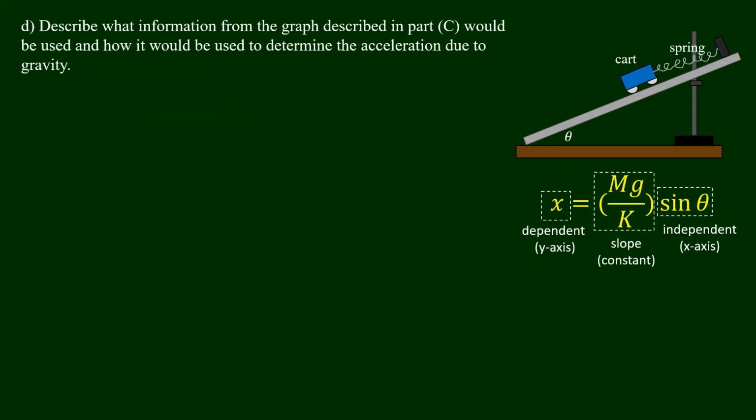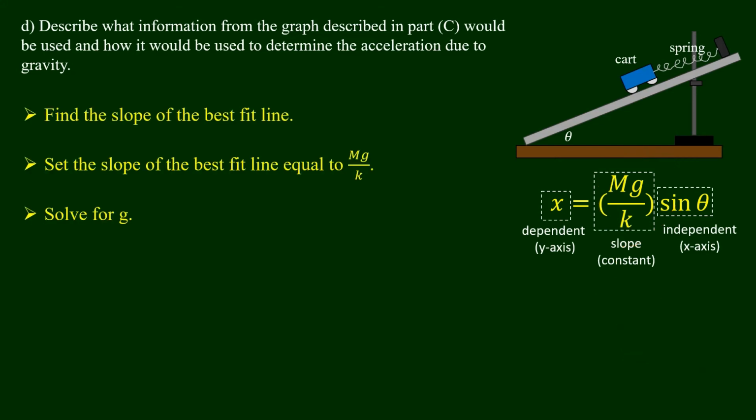D is talking about what information you actually need to determine the acceleration due to gravity. Well, again, when you make that graph, you're going to get a bunch of data points. Again, it goes to the origin. The slope of the best fit line, that's going to be this. So set that slope equal to mg over k. You're going to be able to know m and k. We measured m, k was given to us, and then just set that equal to the slope, and you get g with simple algebra. Okay, so that's the steps. Find the slope of the best fit line, set it equal to mg over k, and then solve for g.